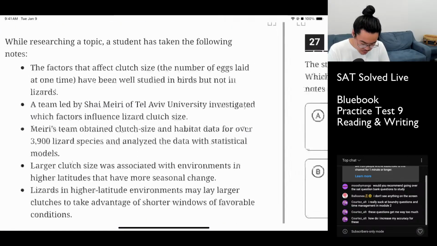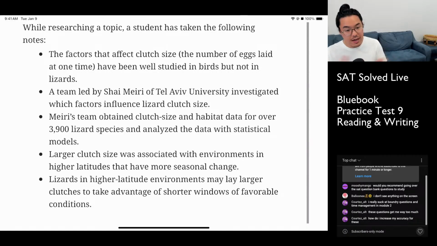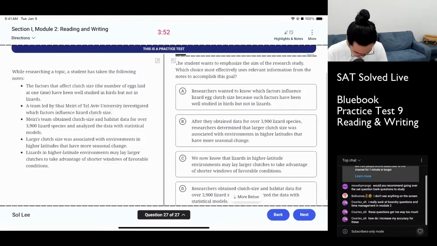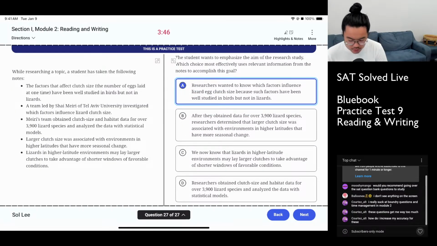Emphasize the aim of the research study. Okay, so the factors that affect clutch size, which is the number of eggs in a clutch, have been well studied in birds but not in lizards. So the aim is to investigate the factors affecting lizard clutch size. Researchers want... Yes, that is exactly A. Can't be anything else because A is too correct. You can't be more correct than A. I'm just double checking B, C, and D though, just to be safe.